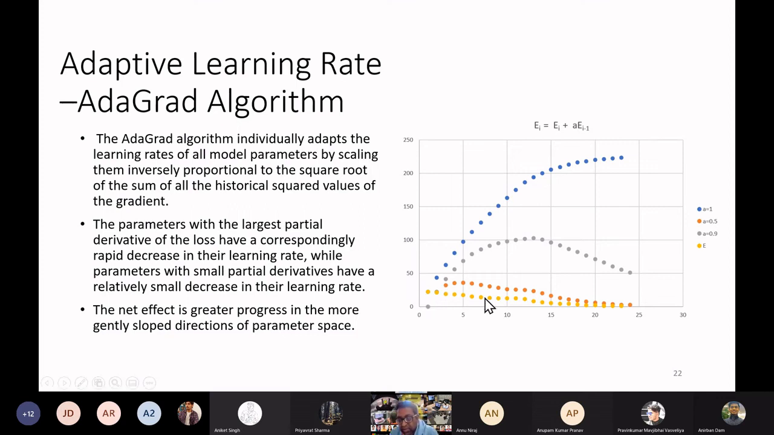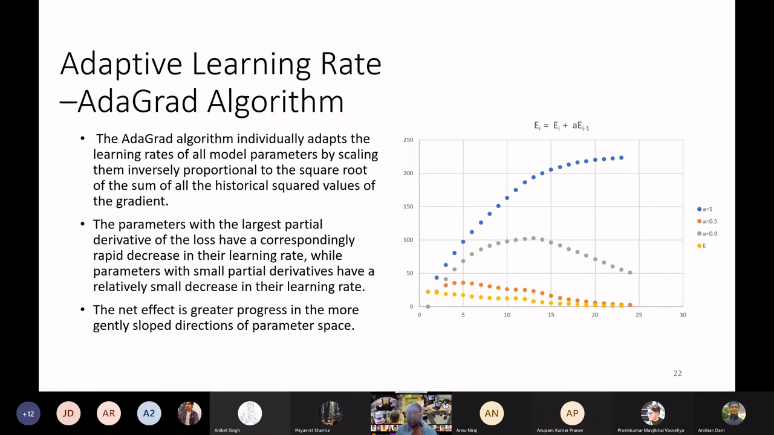Here this yellow line is the actual error, or the E. And when I am updating E, in AdaGrad what we are doing is we calculate the square root of the sum of all the historical squared values. The parameters with the largest partial derivative of the loss have a correspondingly rapid decrease in the learning rate, while parameters with small partial derivatives have a relatively small decrease in the learning rate. The net effect is greater progress in the more gently sloped directions of the parameter space.